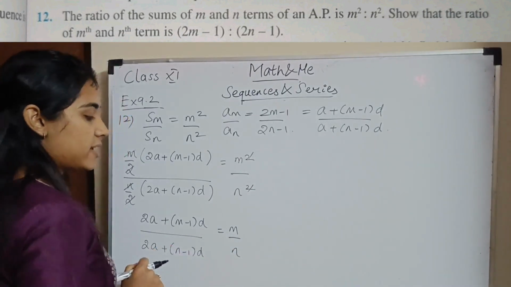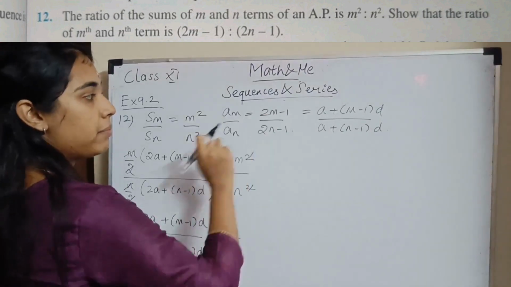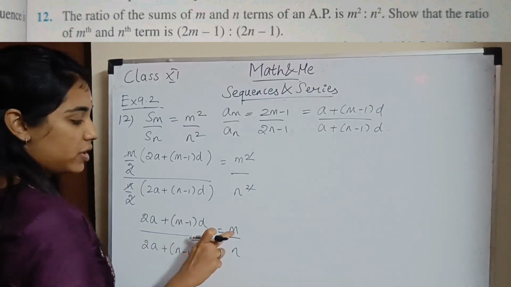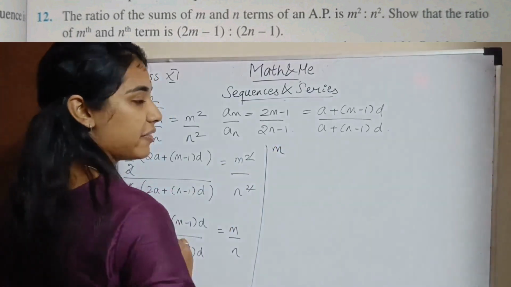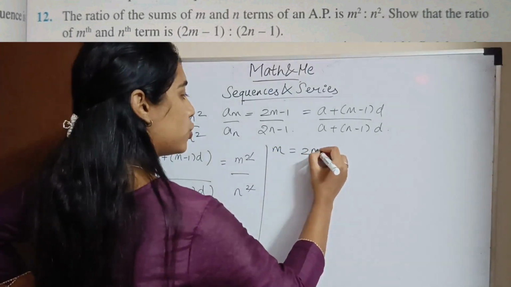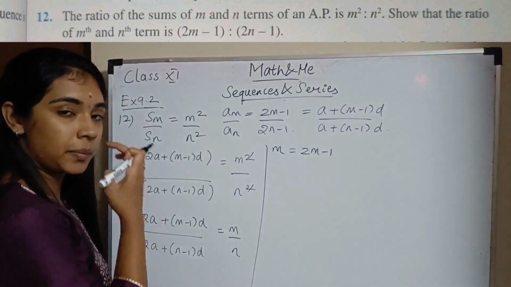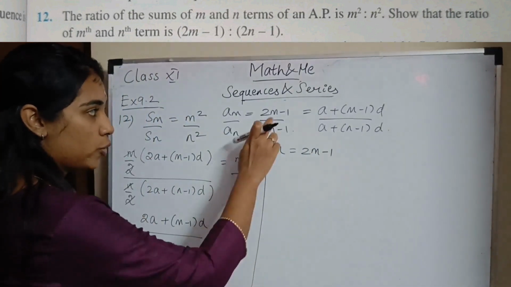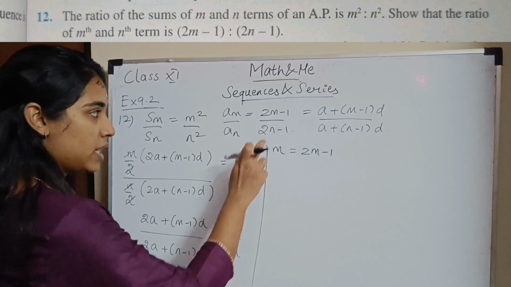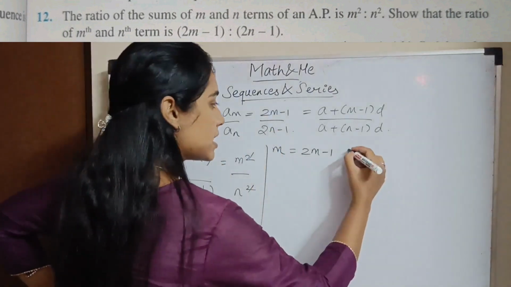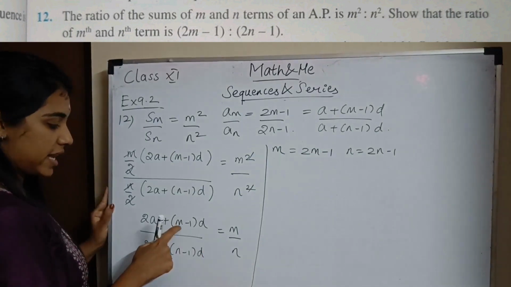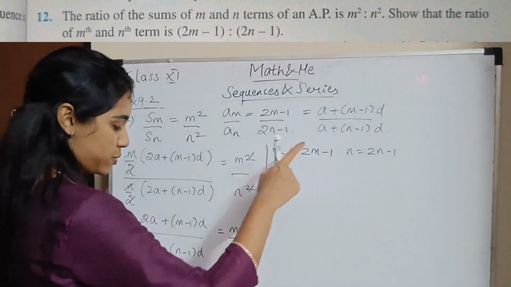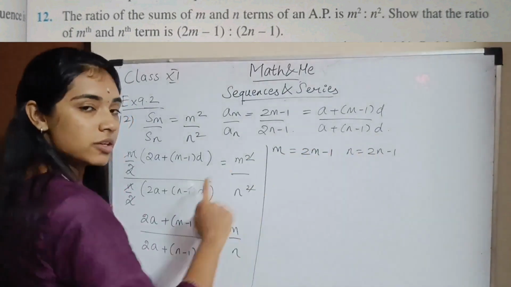So on the right hand side, what do you need? You need 2m minus 1. What do I have here? I have m here. So what I'm going to do, let me write wherever I have m, I'll write it as 2m minus 1. Okay, on the right side I need 2m minus 1. So I'm going to replace this m by 2m minus 1. I'm going to replace this n by 2n minus 1. So what happens? This m will also get replaced with 2m minus 1, this n will also get replaced with 2n minus 1.